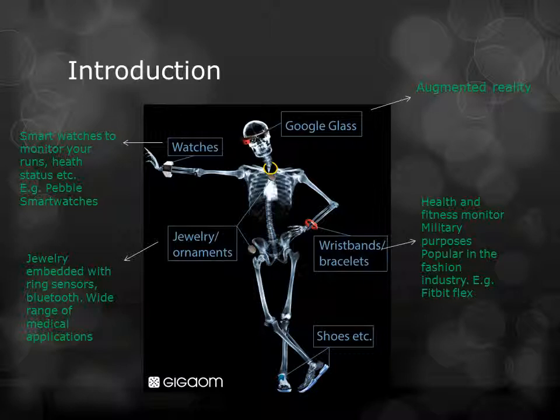Now we have jewelry and ornaments. Jewelry generally has ring sensors and Bluetooth embedded into it. It has a huge range of medical applications, which are just yet being explored. Apart from this, we have shoes currently, which are used for fitness and military purposes again. Apart from the ones mentioned here, we have a whole new set of sensors coming in, and those are the smart fabrics. They are either the smart shirts or the Drum pants, both of which were released commercially in 2013 and 14 respectively. We will look at that in the subsequent slides.